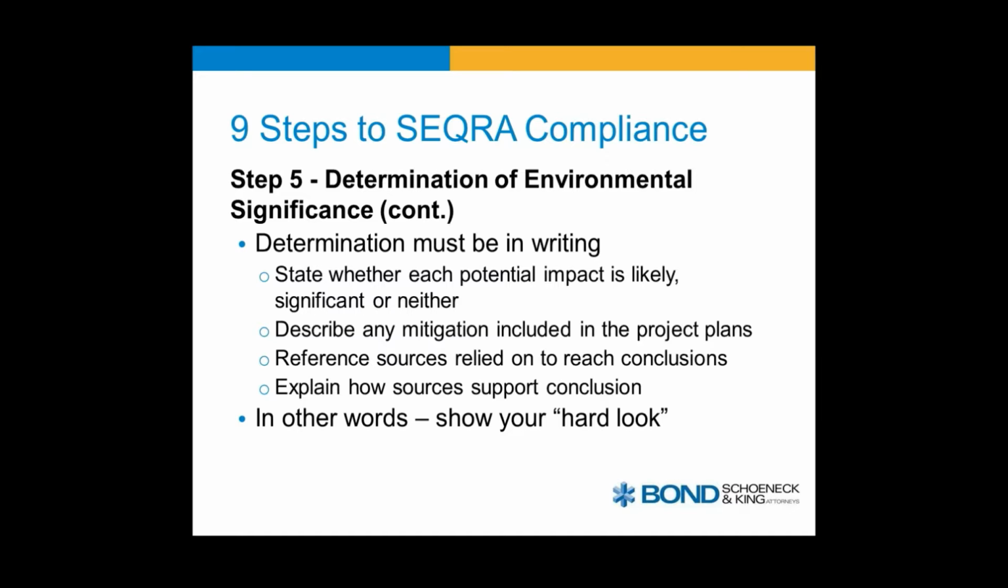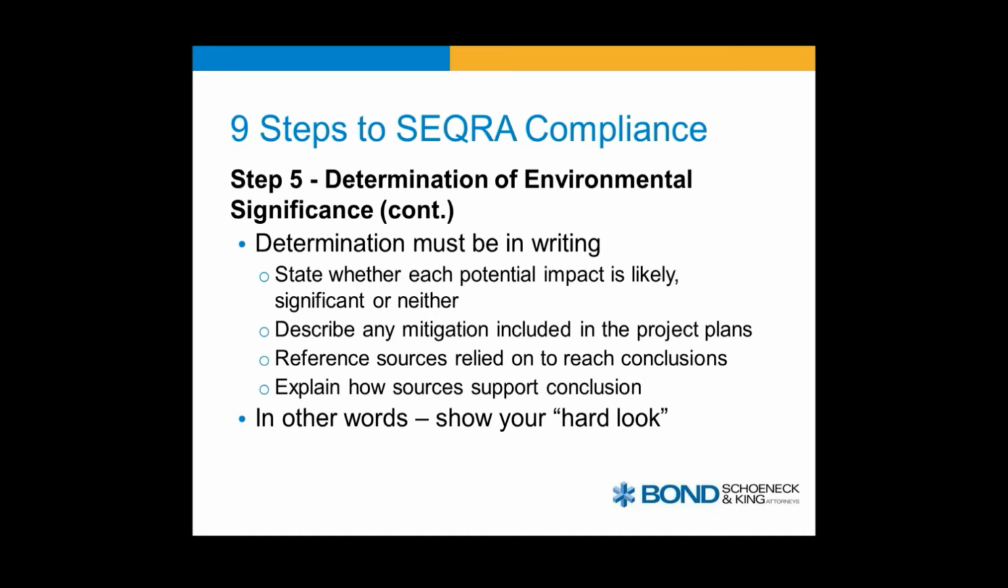When you get around to reaching your ultimate determination of significance after completing Parts 2 and 3, and whether that's a POSDEC or a NEGDEC, that determination must be in writing. And it should state whether each potential impact is likely to be significant, is likely not to be significant, maybe it's adverse but not significant, maybe it's significant but not adverse. Whatever your finding is, you have to elaborate on that in a writing that will then be published and filed and mailed to other interested agencies.